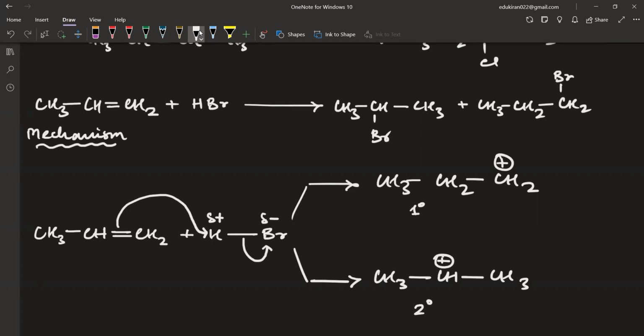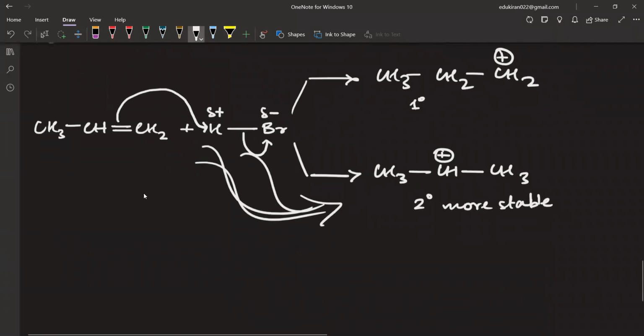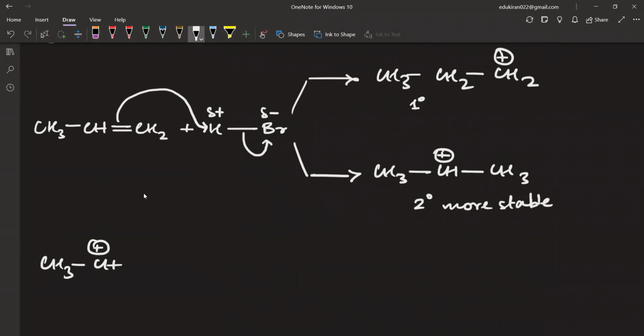So obviously, which is more stable? This is more stable. And since this is more stable, this reaction will be preferred, and there will be a lot of intermediate which will be 2 degree, and then the reaction will continue from this point, that is the 2 degree carbocation, and you will be having CH3, CH positive, CH3.